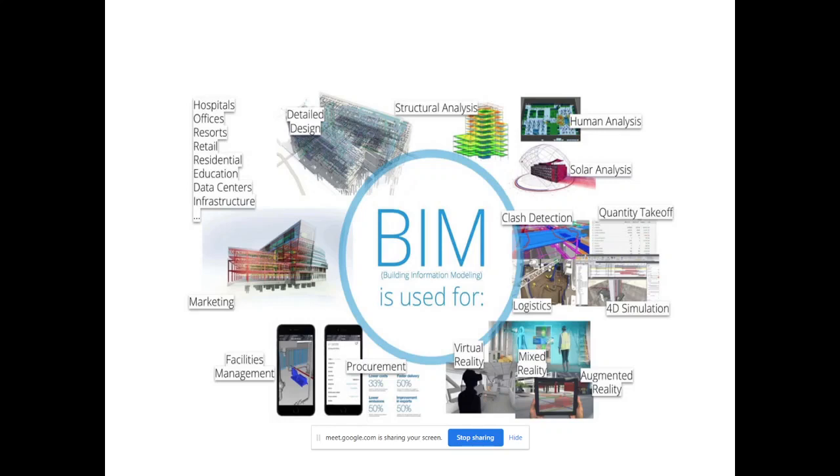Okay, these are the main things. For the purposes of detailing, structural analysis, wind analysis, solar analysis, clash detection, logistics, 4D simulations, and all the things are used for BIM. Okay, the main software is Revit only. There are so many software, but most of the MNC companies are using Revit software.